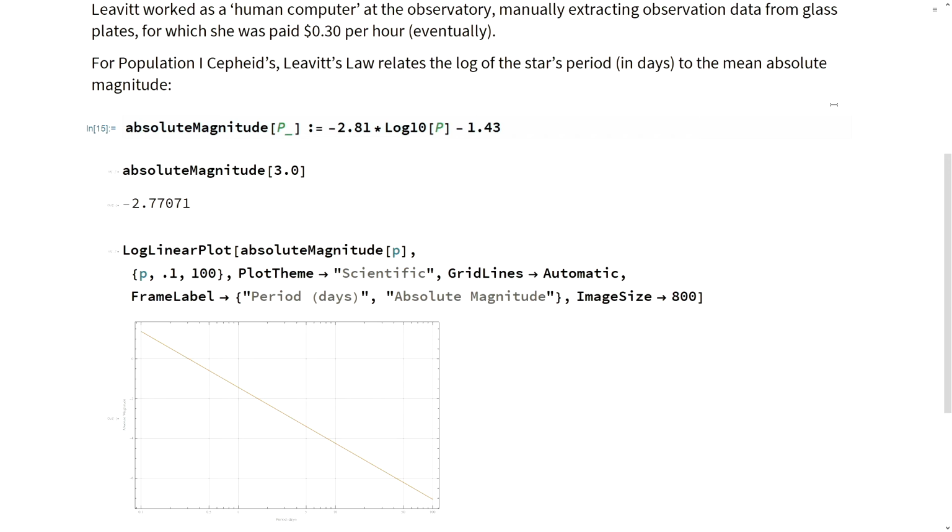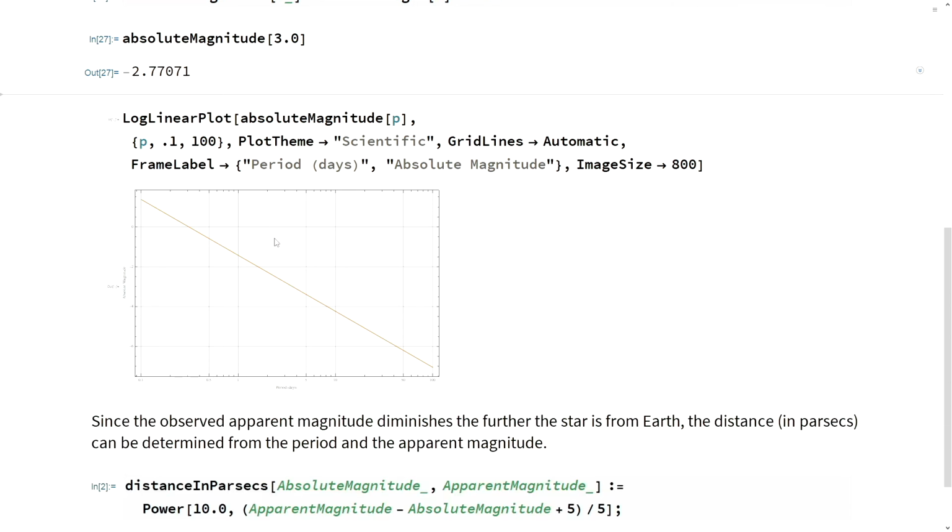There are more complex versions of this formula if you want to incorporate observations made in infrared and visual bands. This is basically just the simplest form of it, so that's what we're going to use right now. To give an example, the absolute magnitude of a Cepheid with a 3-day period is going to be negative 2.778, quite bright. And this is a log-linear plot of absolute magnitude against the period. You can see it's just a straight line when plotted on a log scale.